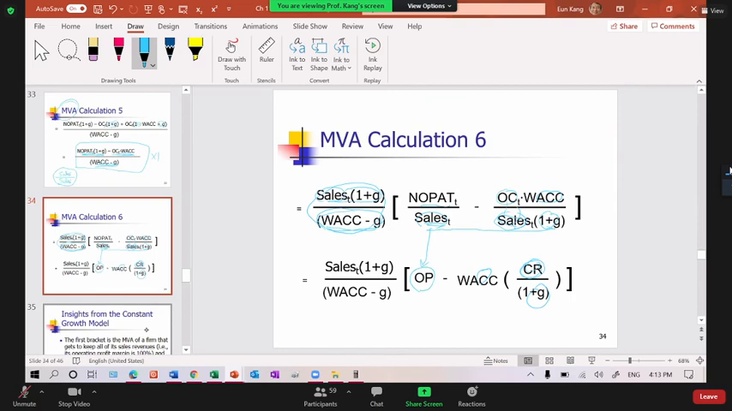So what we did is start from the horizon value formula and use a definition. Horizon value is operating capital plus market value added. So market value added is horizon value minus operating capital. And then from then on, you just do some manipulation. And finally, you just multiply by one. Sales over sales is one, so you didn't change anything. So you have this amazing formula. Very, very useful, right?